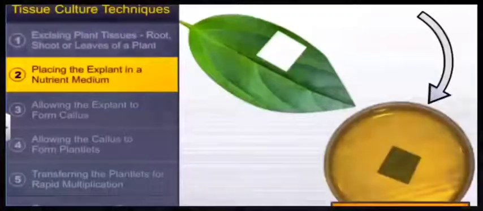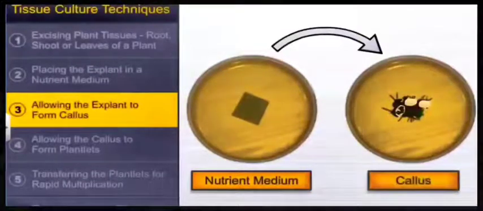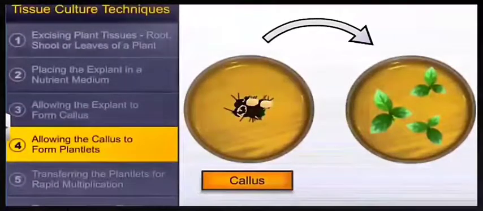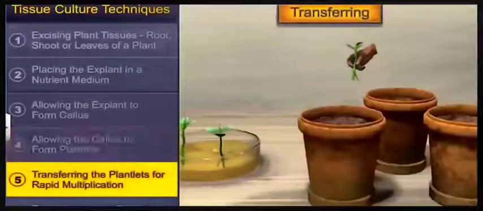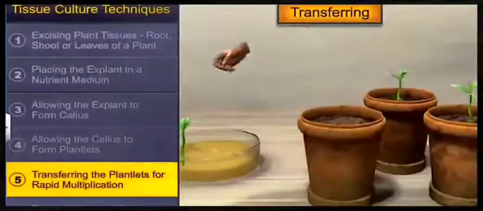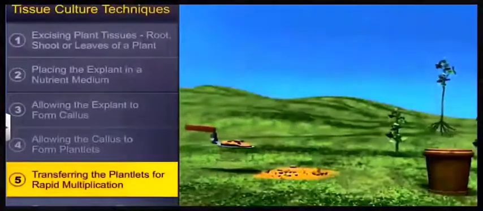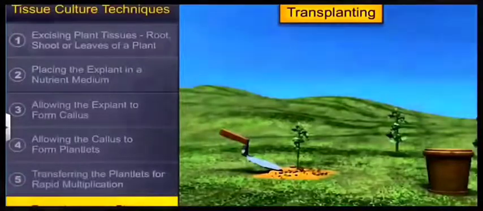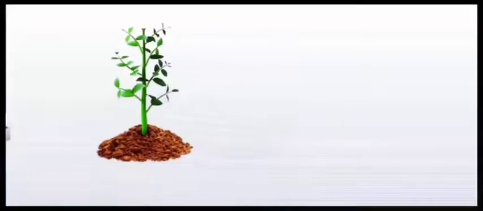This explant is placed in a nutrient medium under aseptic conditions and it is allowed to grow mitotically into a mass called callus. This callus is now transferred into another medium where it shows differentiation into small plantlets. These plantlets are then transferred into pots and later on, after hardening them, they are transferred to the field. So this tissue culture method is a very fast method to propagate high quality plants.